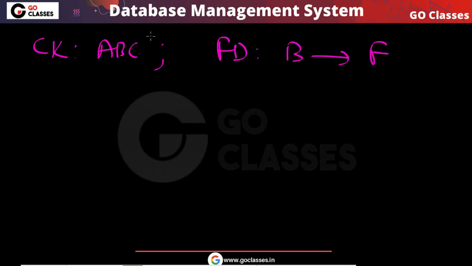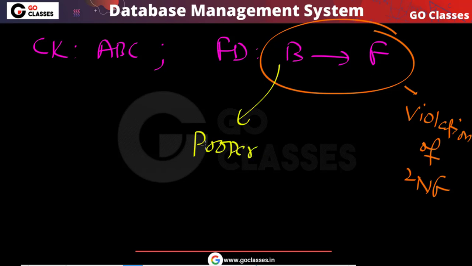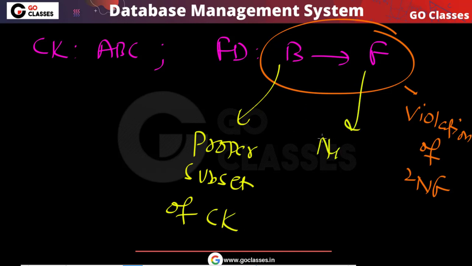Now you can notice this is a candidate key, and this functional dependency is a violation of 2NF. Why is this a violation of 2NF? Because B is a proper subset of the candidate key, and F is a non-prime attribute. So a proper subset of the candidate key is determining a non-prime attribute. So this is a violation of 2NF.